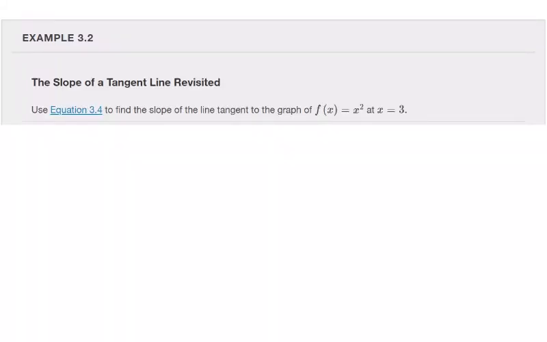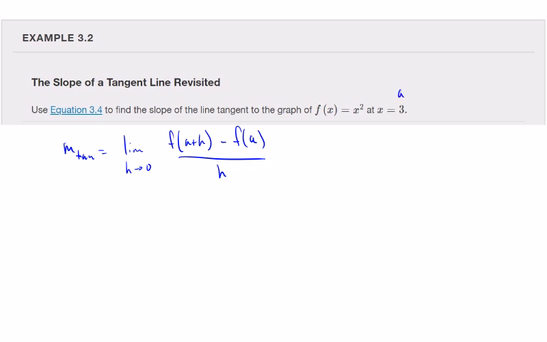All right, so let's use the other formula now. Remember, the other formula is: the slope of the tangent line is equal to the limit as h approaches 0 of f of a plus h minus f of a, excuse me, all over h, right? And so we know that a is 3, right?